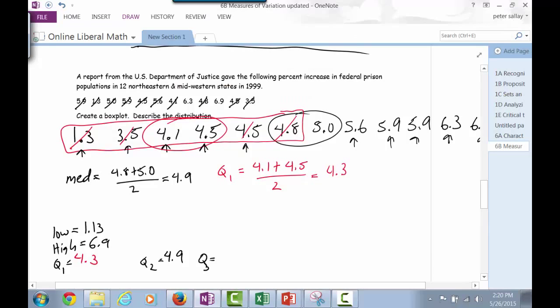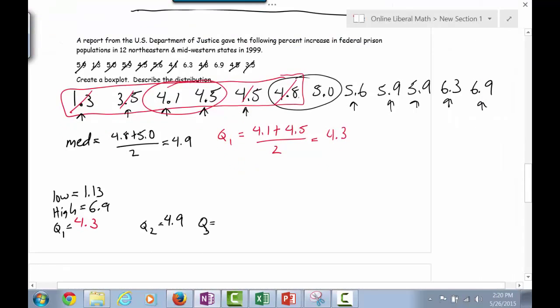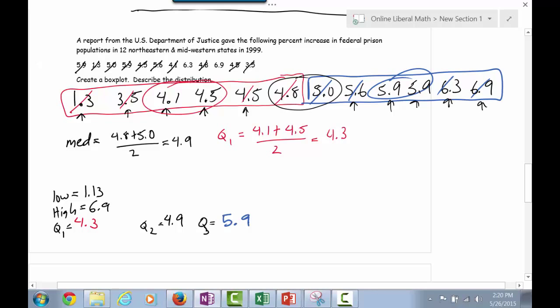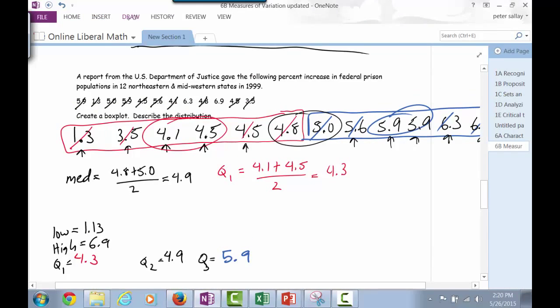And then I'm going to do the same thing with the upper part. So I'll just start partnering them up until I get the middle 2, and luckily it's really obvious, 5.9. Okay, and then from here I can go ahead and sketch or draw out the numbers and label the box plot.